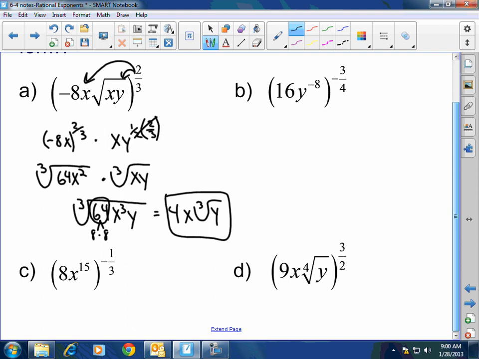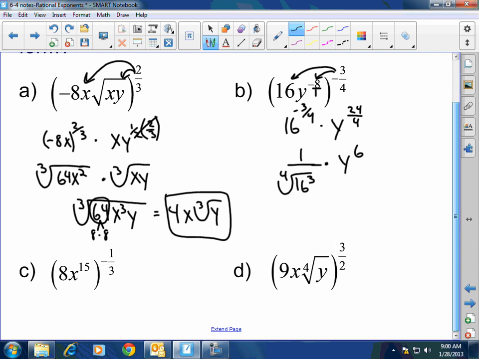Let's go ahead and distribute before we do anything else, okay? Distribute before you do anything else. This is 16 to the negative 3/4 times y to the 24/4, because remember, there's a little denominator of 1. 3 times 8 is 24. 4 times 1 is 4. So this is going to be 1 over the 4th root of 16 cubed times y to the 6th.